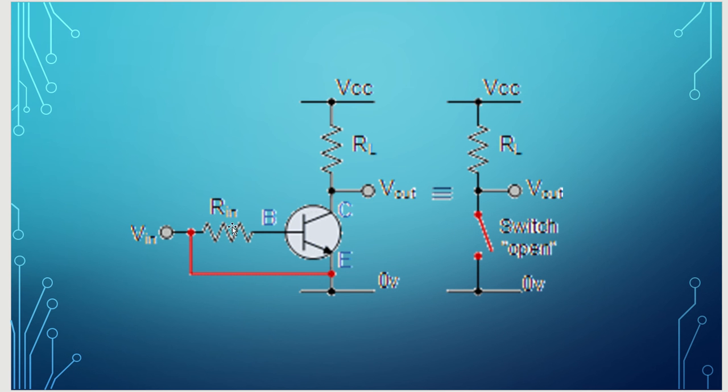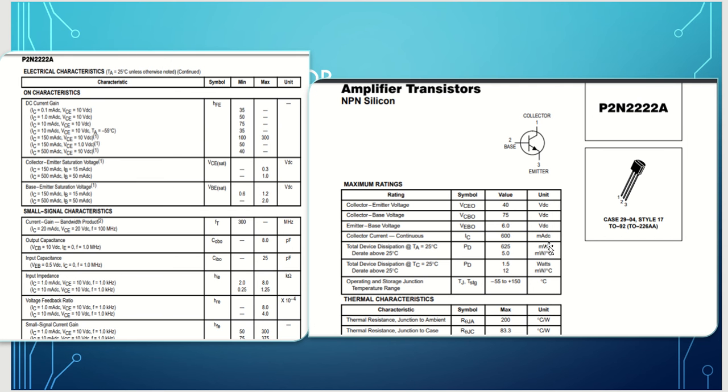For the resistor for the base of the transistor, if we take a look at the datasheet, we are going to use the 2N2222. For this transistor, here is the value: the base-emitter saturation voltage is 0.6 volts. And the gain for this transistor is 50. So that's the value for our transistor, it's 50.